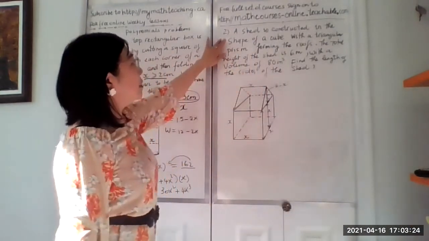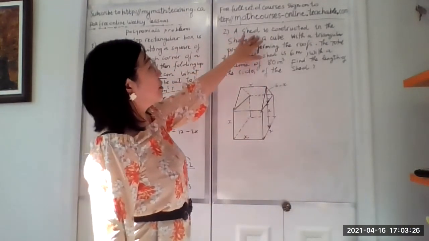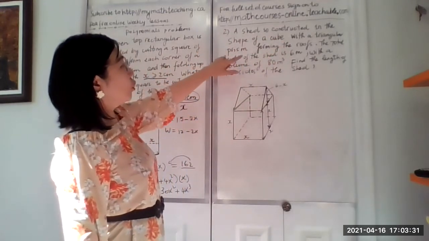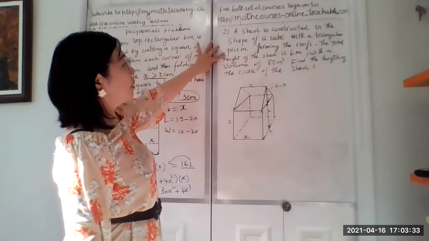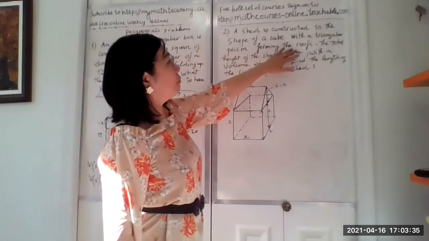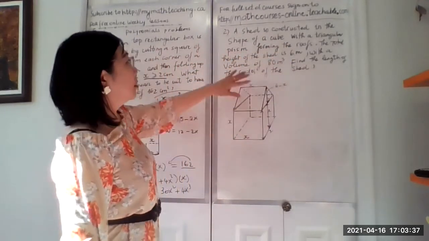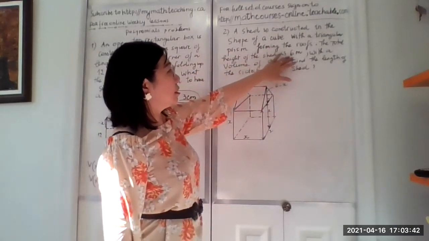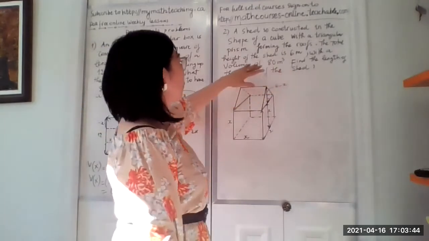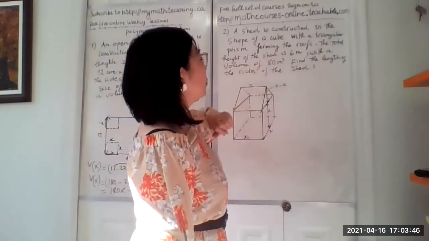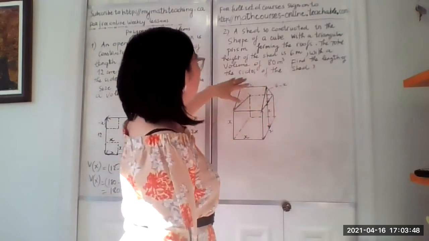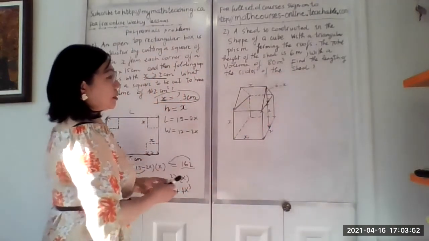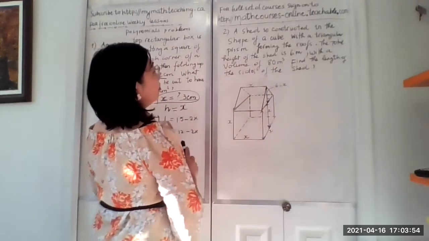So the next problem is: a shed is constructed in the shape of a cube with a triangular prism forming the roof. The total height of the shed is 6 meters, with a volume of 80 meter cube. Find the length of the side of the shed. So let's examine this shape.